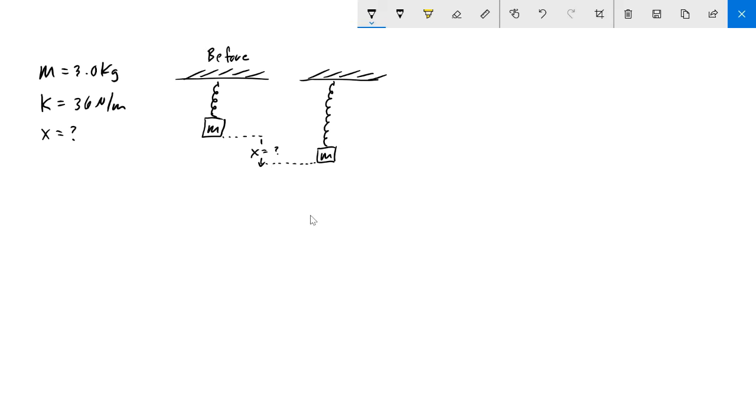Now when we get to this bottom point, we don't want it to be oscillating anymore, so we want it to be at rest. If the mass is at rest, then we're in equilibrium. And if we're in equilibrium, then we have a Newton's first law condition. And let me just finish this, and right here's my after picture.